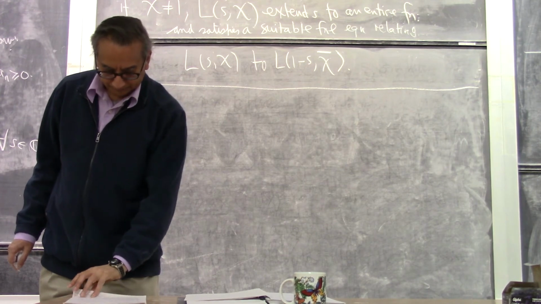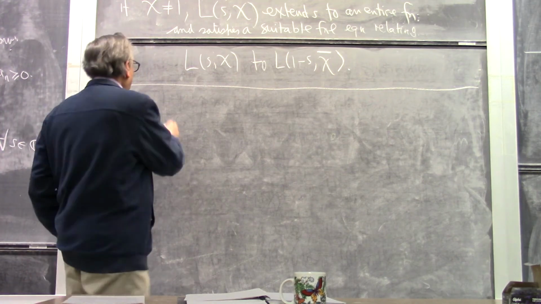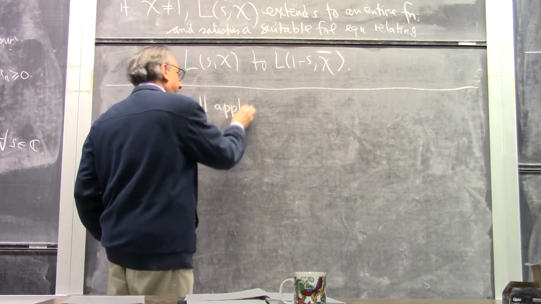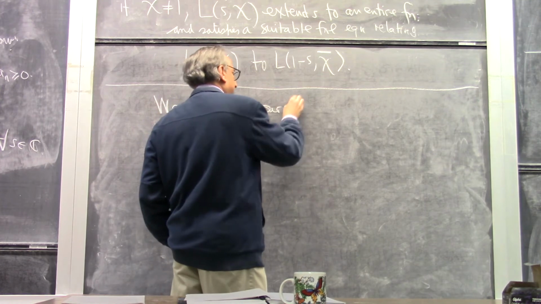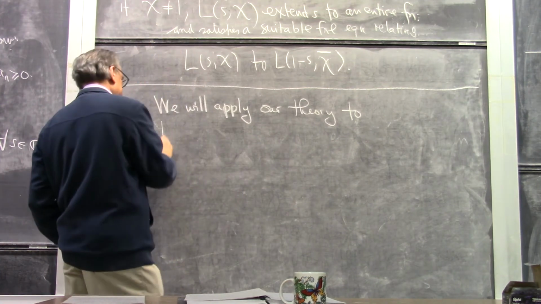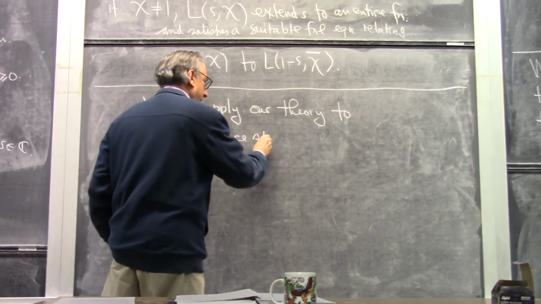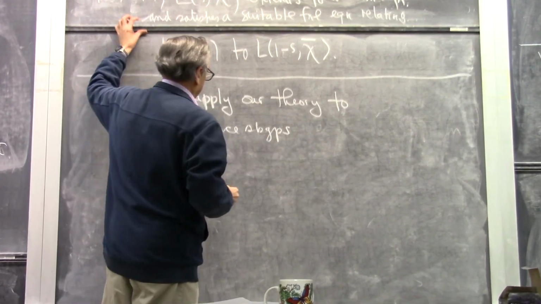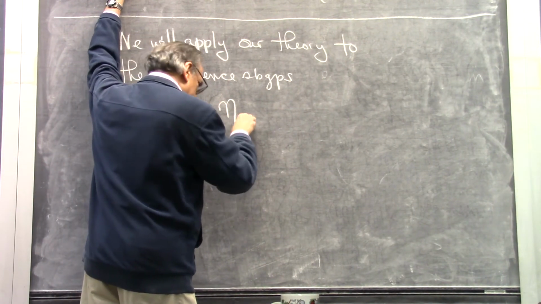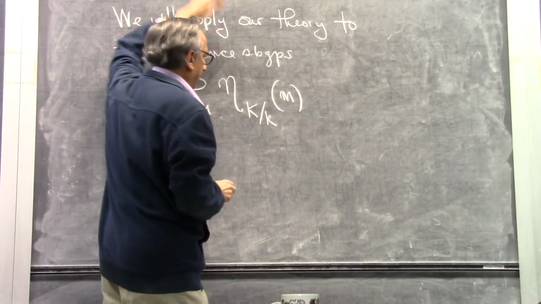Now we will apply our theorem to the subgroups P sub m times this norm group N of capital K over little k. So this is a group that I'm going to define.